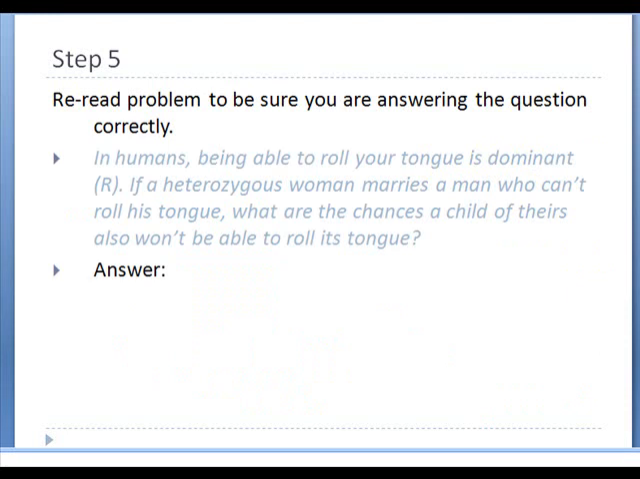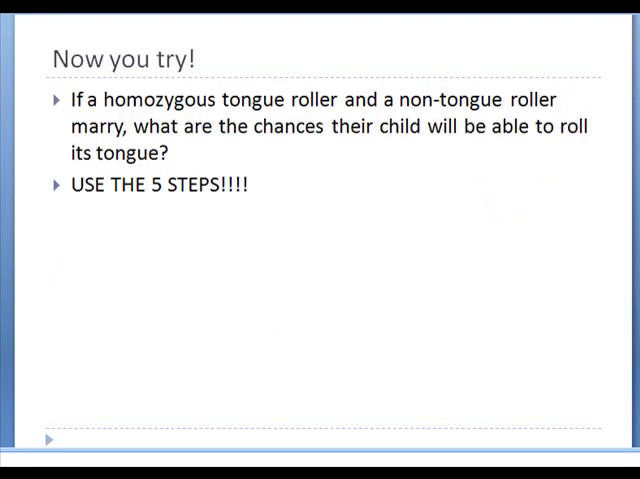Now, if you reread the problem again, you should be able to answer the question correctly. In humans, being able to roll the tongue is dominant. So if a heterozygous woman marries a man who cannot roll their tongue, the chance that their child won't be able to roll its tongue is 50%. So this is an example of how you would do a genetic problem in your exam or in your test. Now, let's do another one.